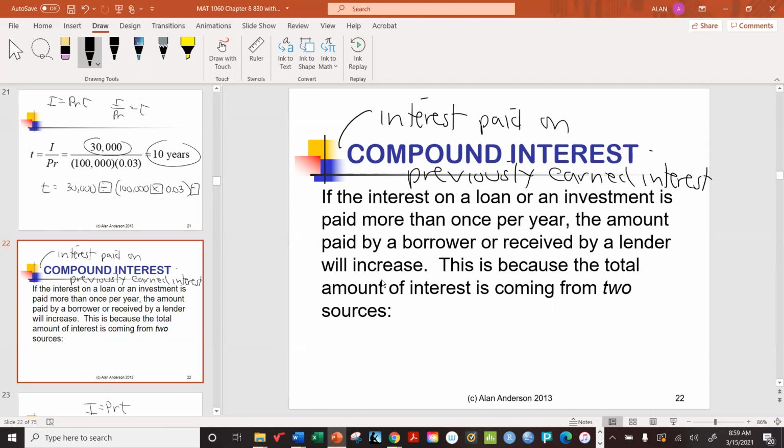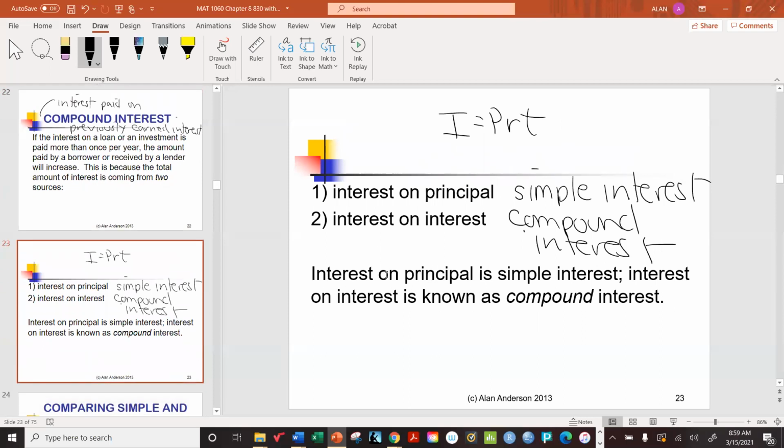So this is exceptionally important for long-term planning, like retirement planning, let's say, because over a long enough period of time, eventually you'll have more compound interest than simple interest. So therefore, the interest that any borrower or lender pays or earns ultimately comes from two sources. First, we have the interest on the principal, which we already know is simple interest. And then finally, interest on interest, which is known as compound interest.